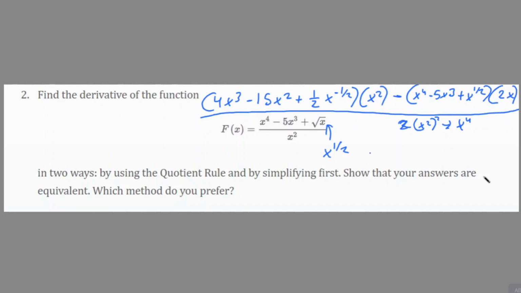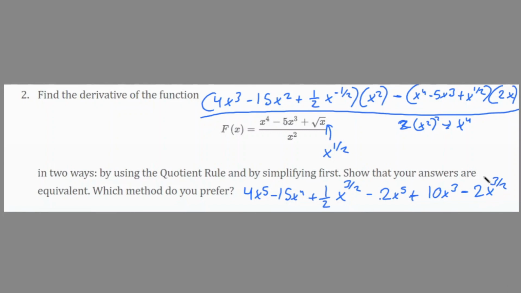So now if we simplify the numerator, we would have 4x to the 5th power minus 15x to the 4th power plus 1/2 times x to the 3/2 power, minus 2x to the 5th power, or this is plus 10x to the 3rd power, minus 2x to the 3/2 power.